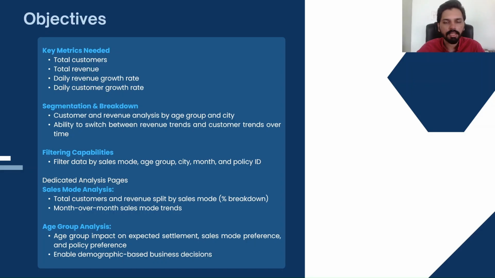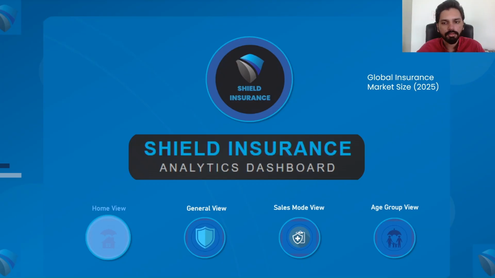And there is another page dedicated to the age group analysis. In the age group, the impact will be on the expected settlement, sales mode preference, and policy preference. It will also enable demographic-based business decisions. So this was all about the objectives. Let's now start the analysis of the dashboard.